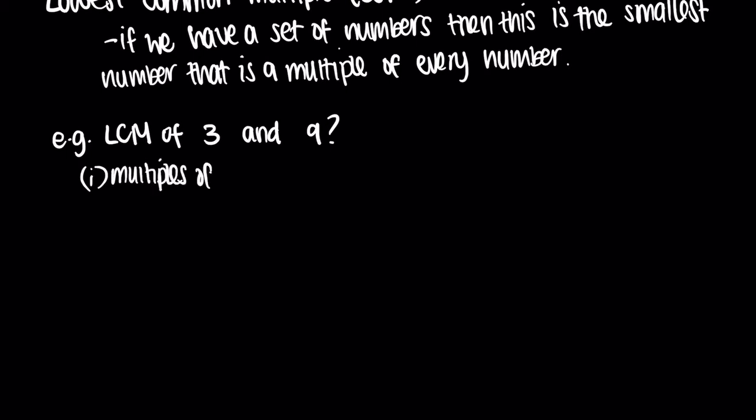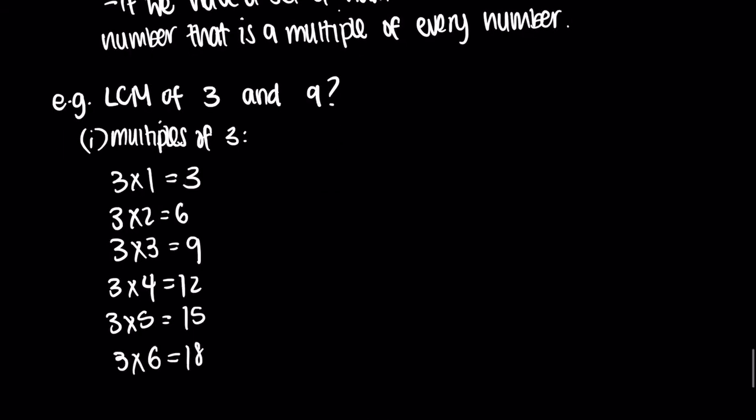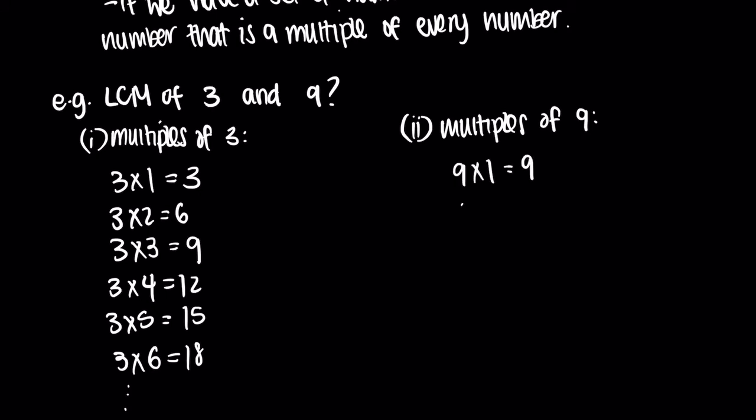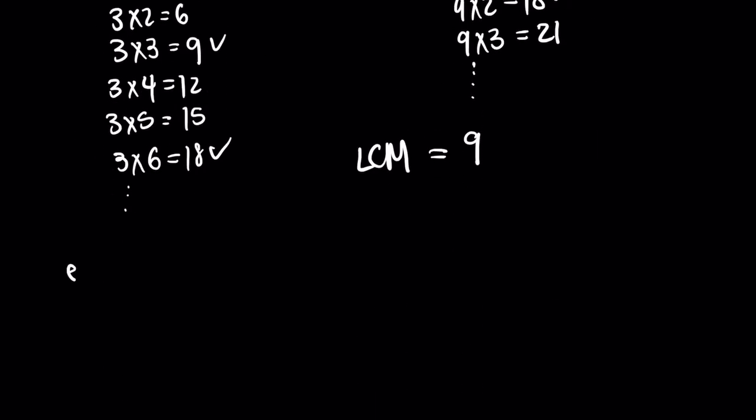Well, the multiples of 3 are 3 times 1 is 3. 3 times 2 is 6. 3 times 3 is 9. 3 times 4, 12. 3 times 5, 15. 3 times 6, 18, etc. And the multiples of 9 are 9 multiplied by 1, 9. 9 multiplied by 2, 18. 9 multiplied by 3 is 27, etc. So the lowest common multiple is just the smallest multiple that is common between both the multiples of 3 and 9. And we see that this is 9 in this case.